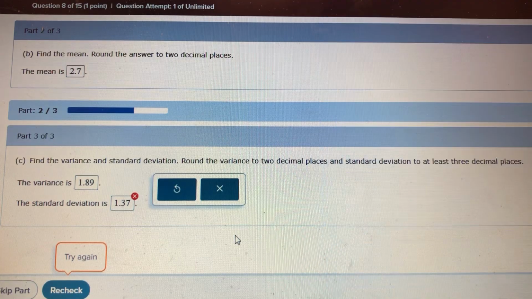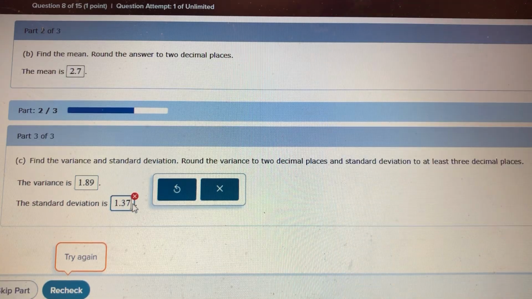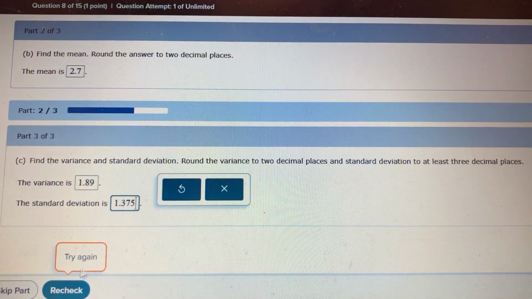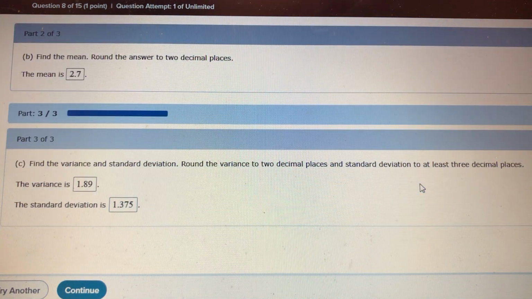1.37, round to 2 decimals. Oh, no, I misread it. See? Round the variance to 2, standard deviation to 3. So they're kind of wrong because I didn't do 3. And there's a 4 after that, but then there's a 7 after that, so you got to add 1 to that 4 and make it a 5. Okay, now it's correct.